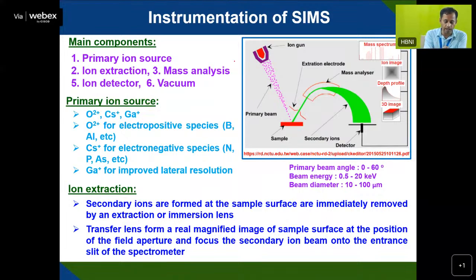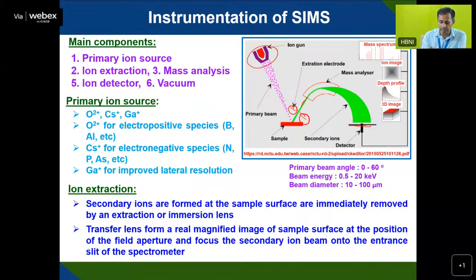You can see you have a primary ion source, that is the ion gun at the top. Once the primary beam is generated, it falls on the sample surface, and then ions are produced, and those ions have to come to the detector. So before coming to the detector, you have an ion extractor. That ion extractor electrode is kept here. You can see these two are the ion extractor.